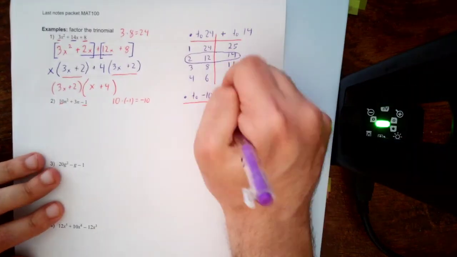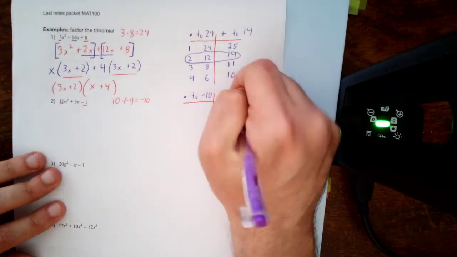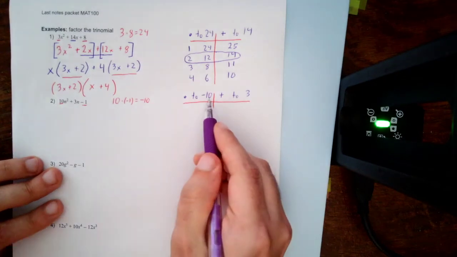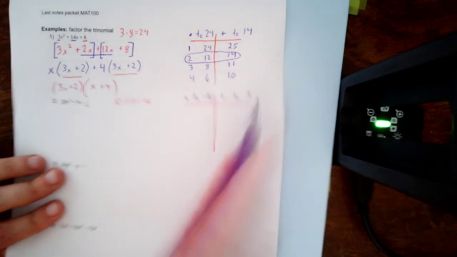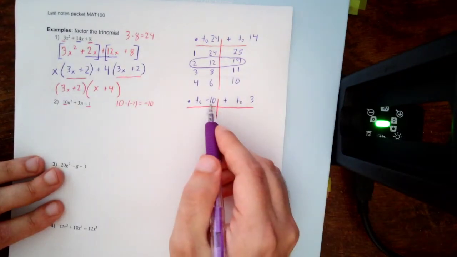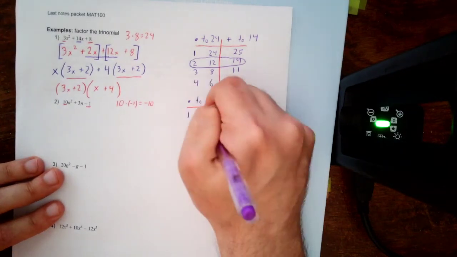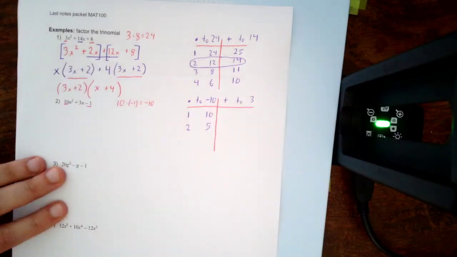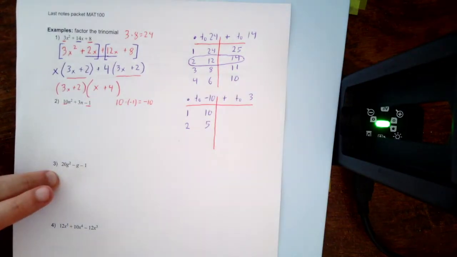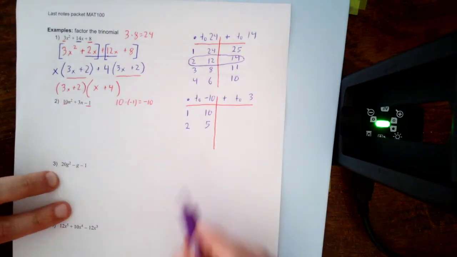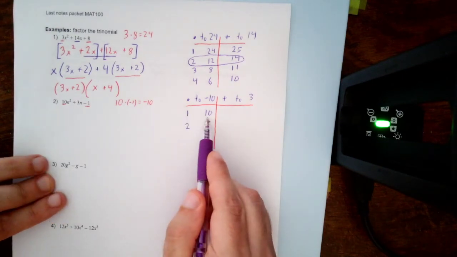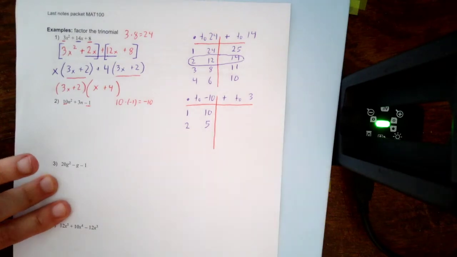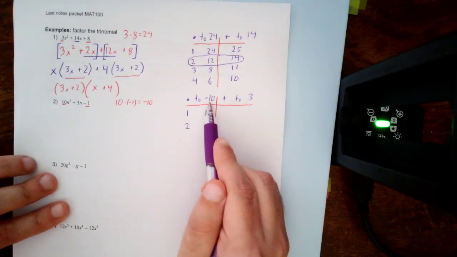However, I want them to add to 3. So I need numbers that multiply to negative 10 and add to 3. Now, the 10 is negative, so when I write the possible ways to multiply to 10, I need to remember one of them will be negative and the other will be positive, right? One of these numbers, 1 or 10, will be negative, and same thing here. One of these numbers, either the 2 or the 5, will be negative, right? That's how we get a negative 10.